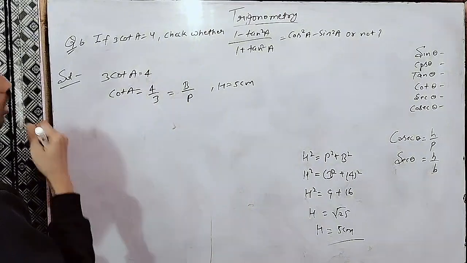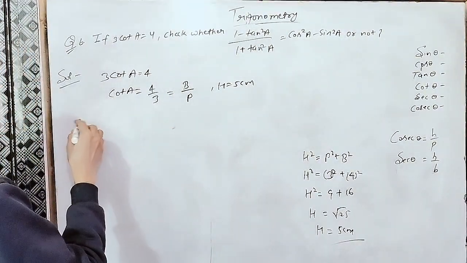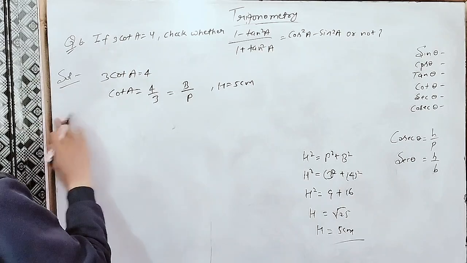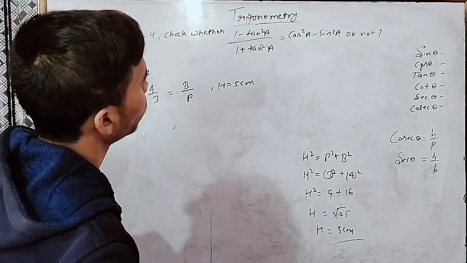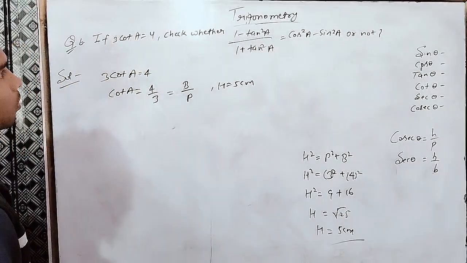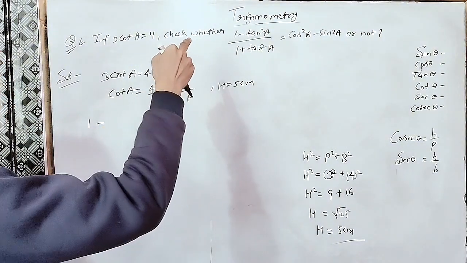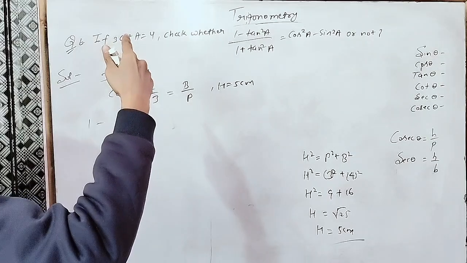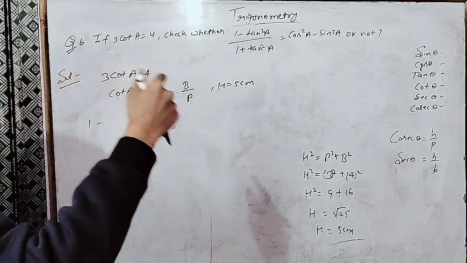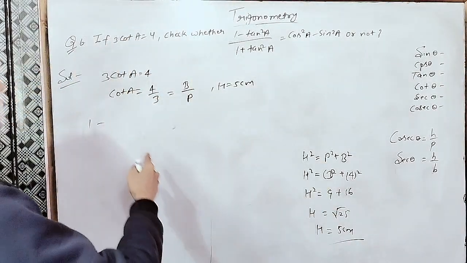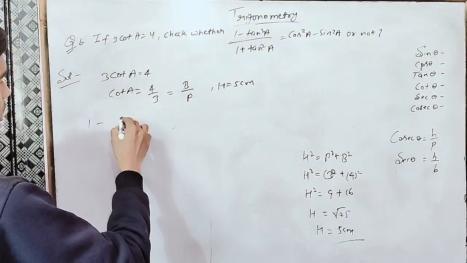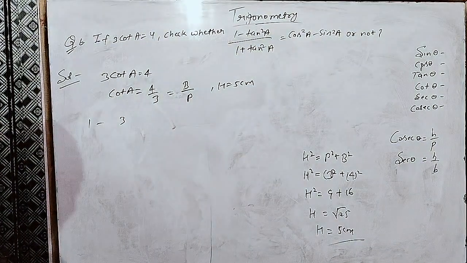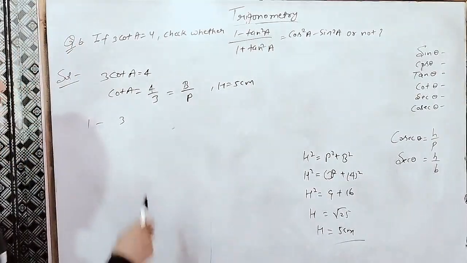Let's take one side. So here you are looking at tan A. Tan A is P by B, am I right? P is 3 and B is 4.